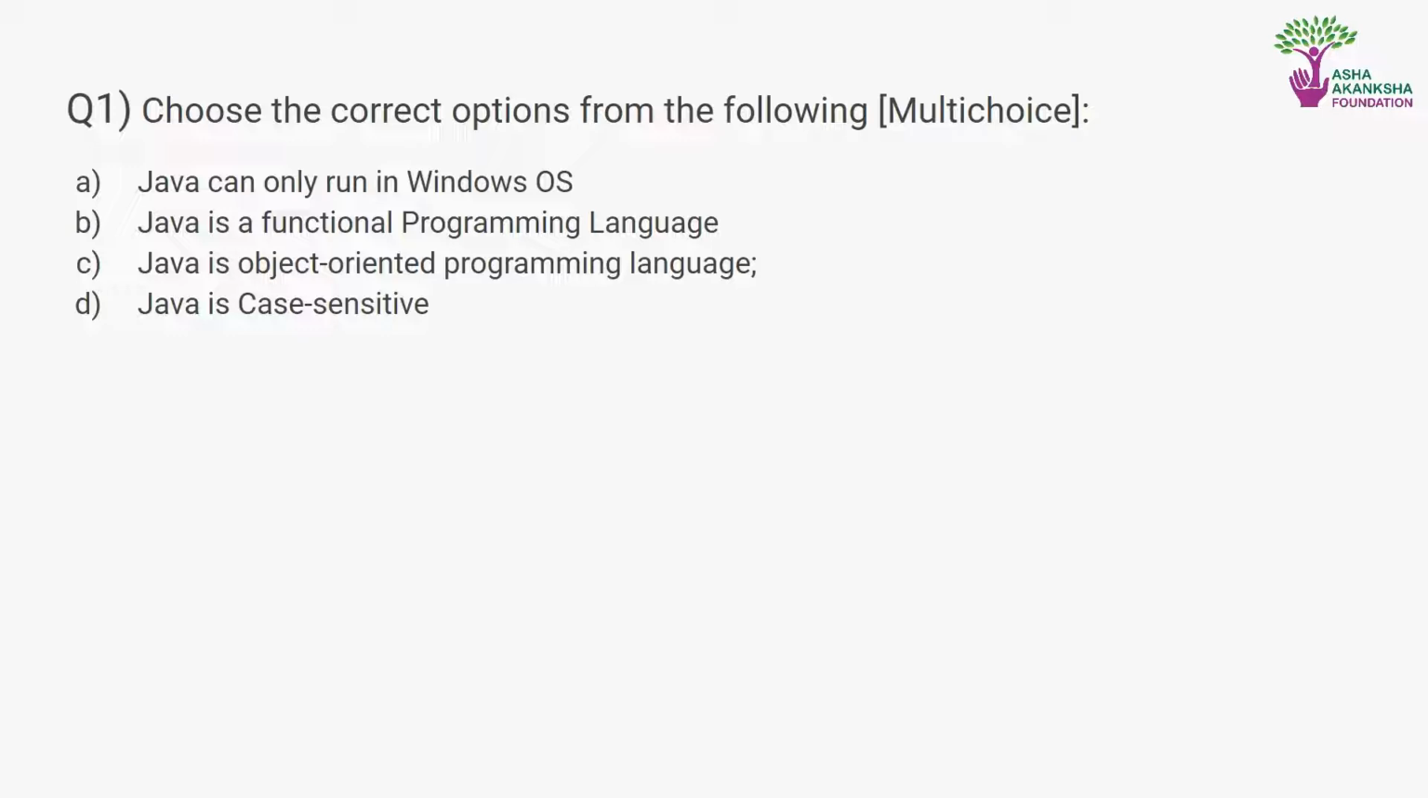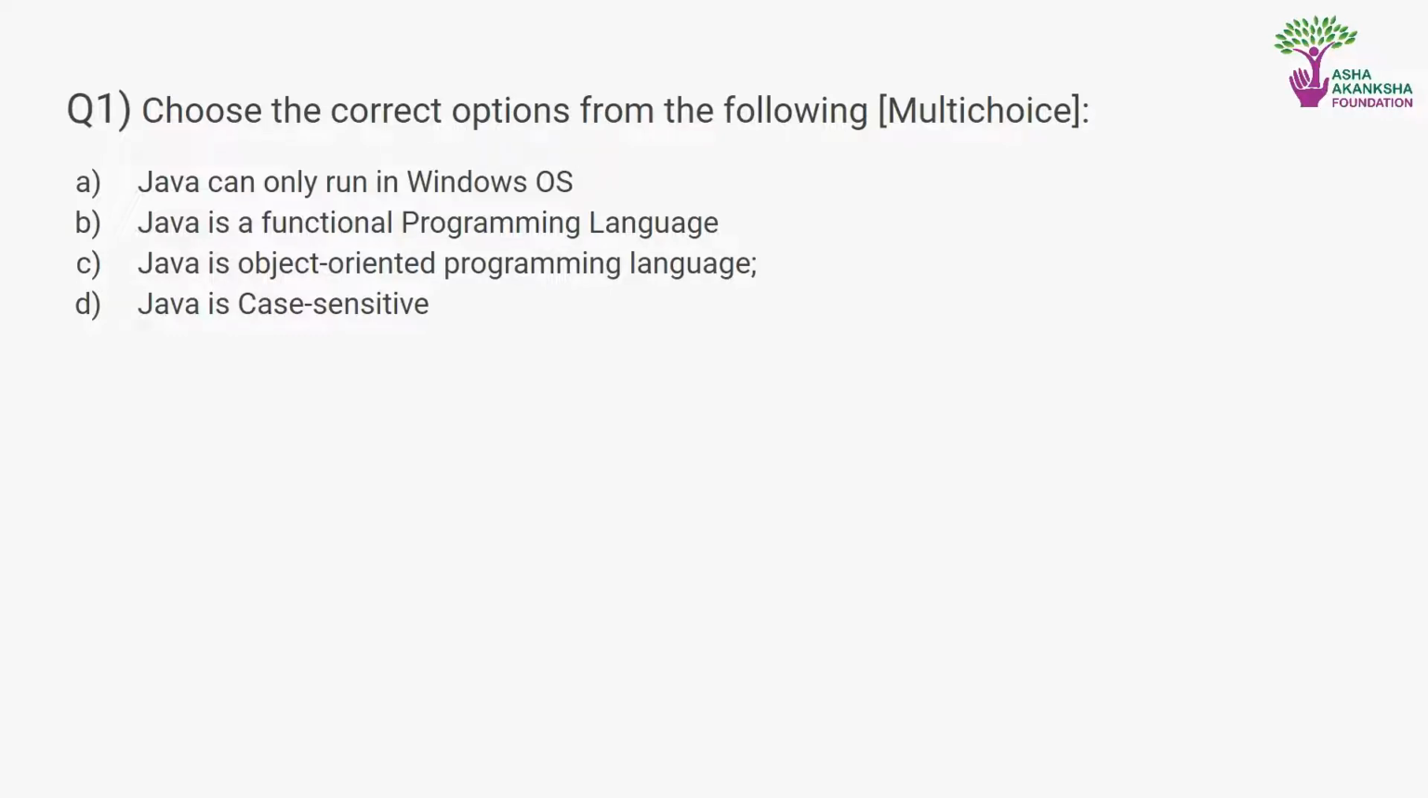Then we come to C. Java is an object-oriented programming language. So this one is correct. It is not a functional programming language, it is rather an object-oriented programming language. So C is correct up until now. Then comes D. Java is case sensitive. This statement is also true. So from the 4 options, options C and D were the correct ones.